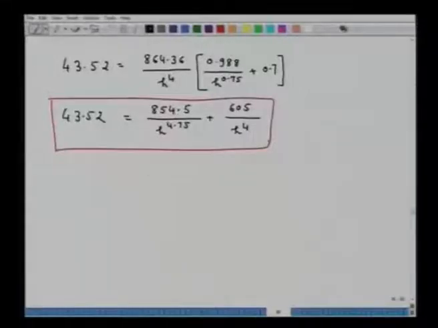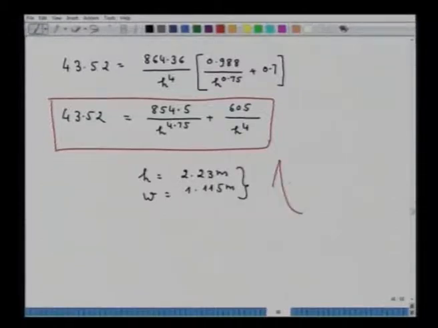So I did this. The value of h will be equal to 2.23 meter, and that of w, which is half of it, is 1.115 meter. So that is the answer for the particular problem which we have given to you.